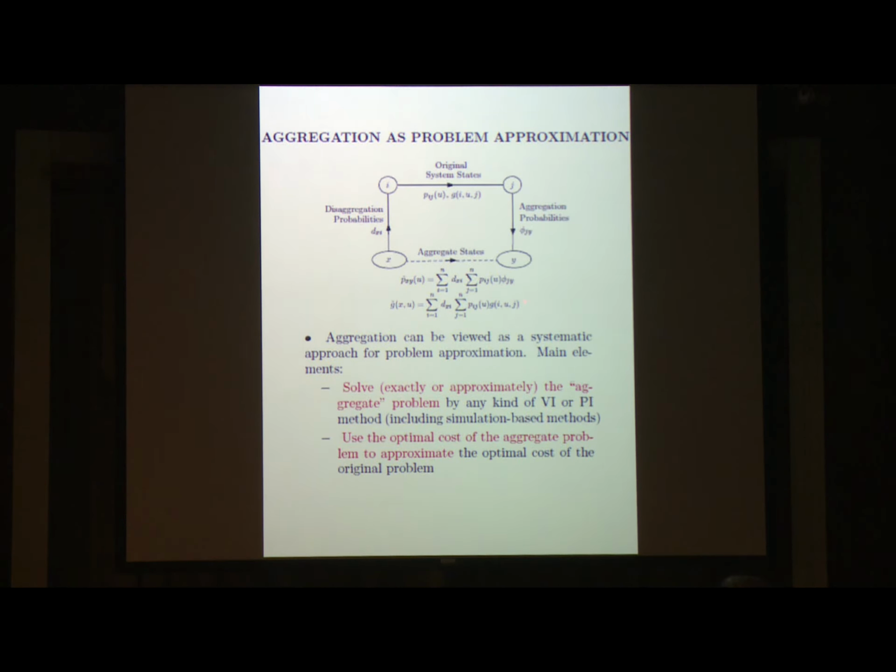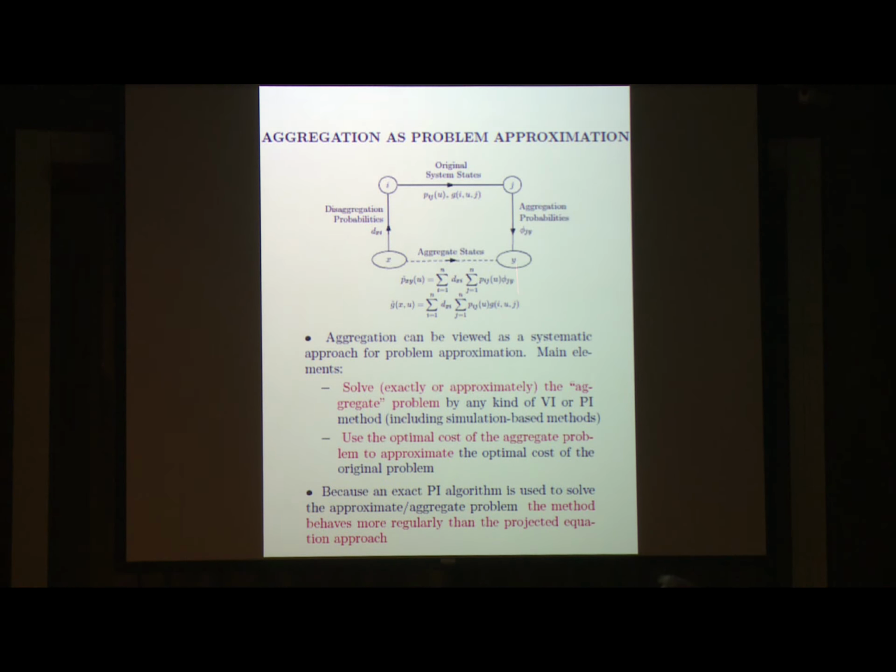So this is also a problem approximation. The original system where transitions take place between the original states is approximated by another system that involves these aggregate states, and the transitions now are like this, back like this, go up and down, and any simulator takes advantage of this kind of system, and what you get is an approximation based on this structure.